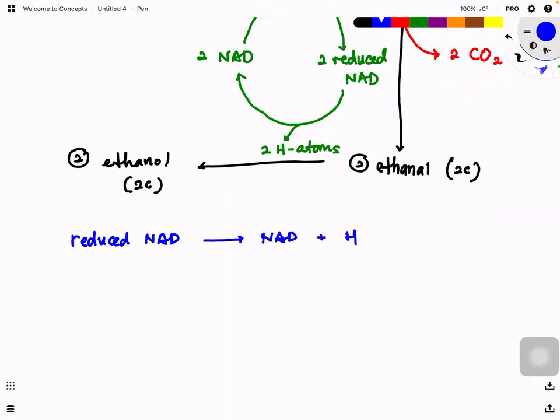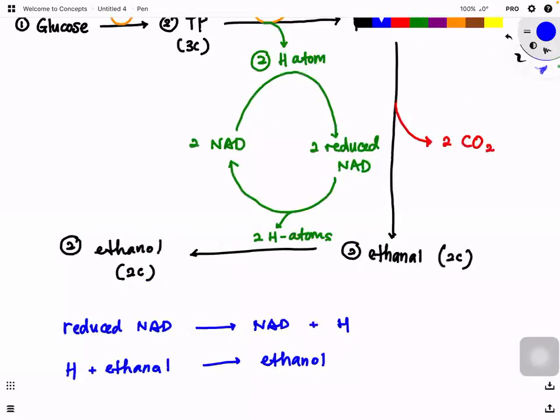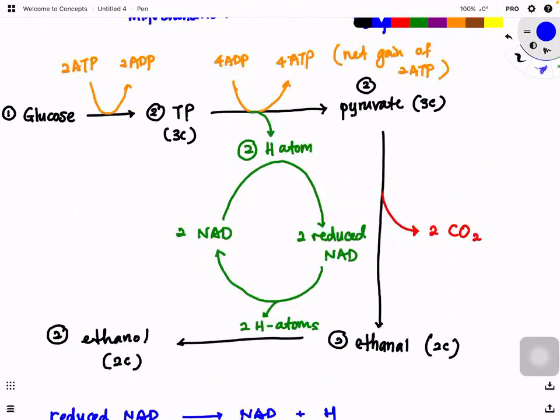And this hydrogen atom now combines with the ethanal to form ethanol. So this process allows us to regenerate back the NAD. If we regenerate back the NAD, it means that glycolysis can continue to take place. Even though there is not enough ATP, we still can have a net gain of 2 ATP, as long as glycolysis continues. We still can have a small yield of ATP.